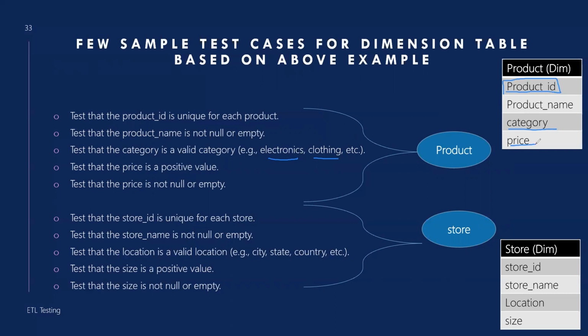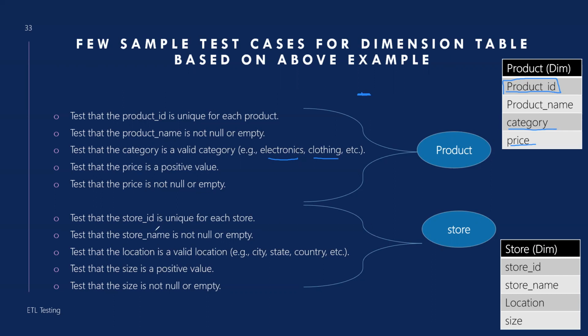The price should always be a positive value. You should not see any minus sign there. Sometimes when we do transformation, by mistake some additional symbol appears, and you will notice it's a minus symbol. Those kinds of things should not be there. The price should not be empty. If the product is there, the price should be there.